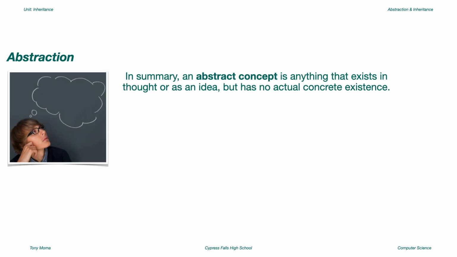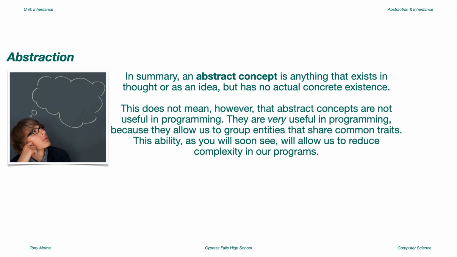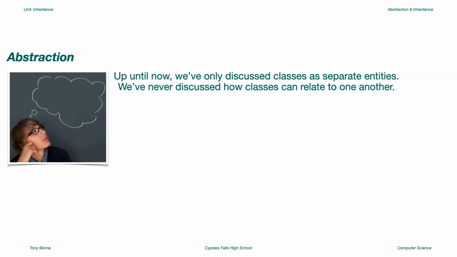In summary, an abstract concept is anything that exists in thought or as an idea, but has no actual concrete existence. This does not mean, however, that abstract concepts are not useful in programming. They are very useful in programming because they allow us to group entities that share common traits. This ability, as you will soon see, will allow us to reduce complexity in our programs. Up until now, we've only discussed classes as separate entities. We've never discussed how classes can relate to one another. That discussion begins now. Class hierarchies.